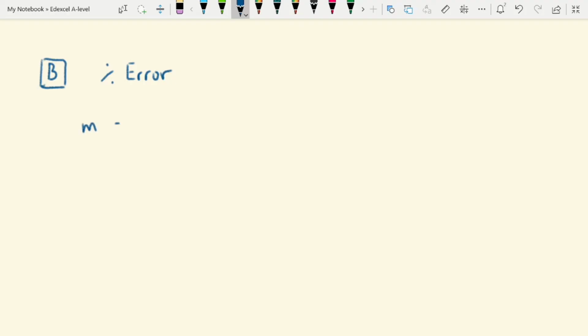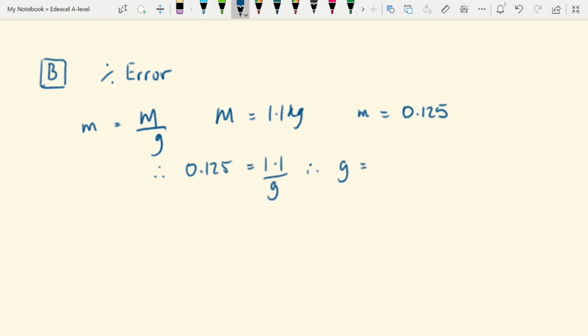Again, we know that our gradient is capital M over g, and we know that m is 1.1 kilograms. If we go back to our original gradient as being 0.125, that gives us a value for g of 8.80 meters per second squared. What we need to find now is what is the difference between that and the real g. And that's what's called the percentage error. And then we're going to compare that percentage error with our known uncertainty.